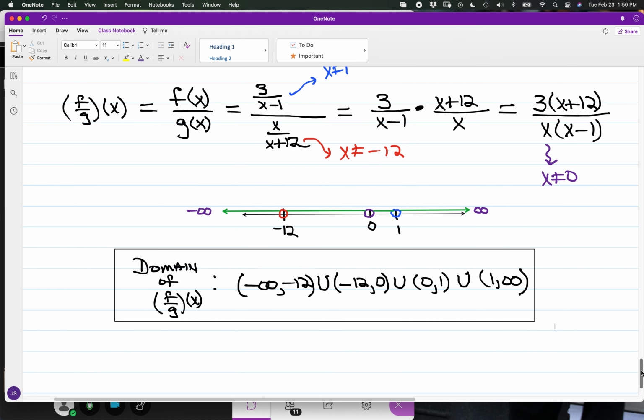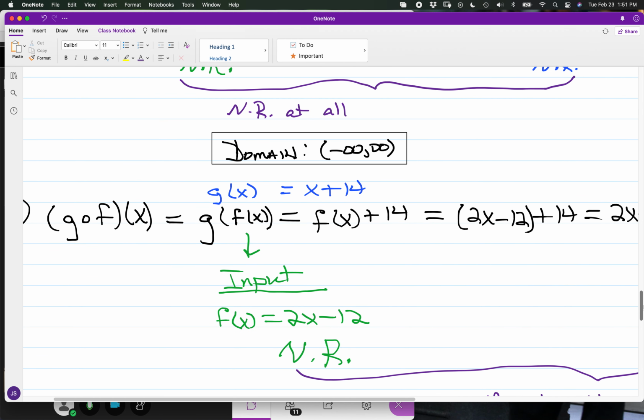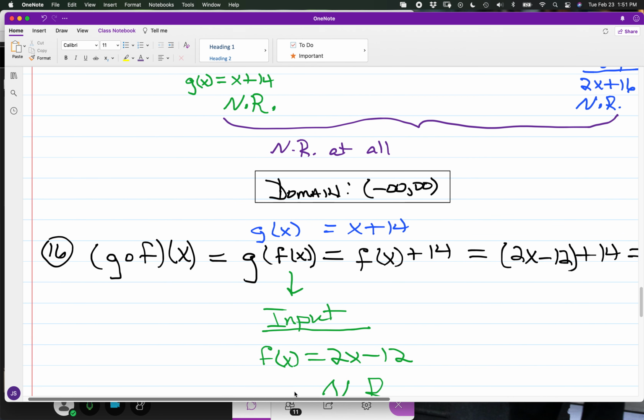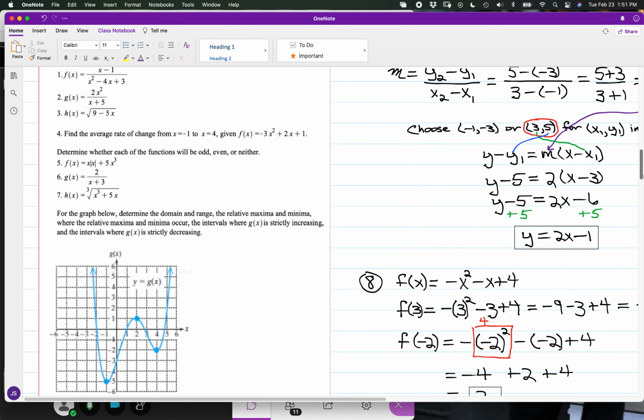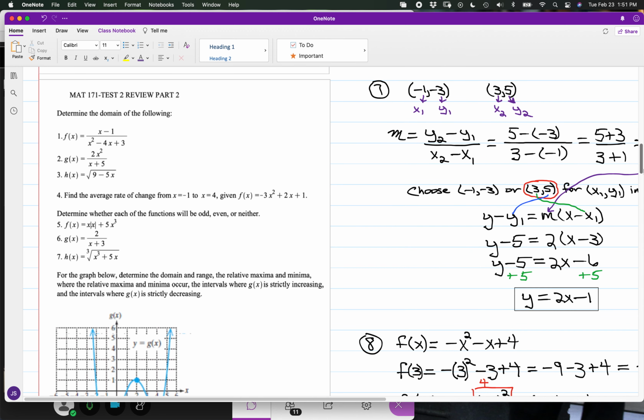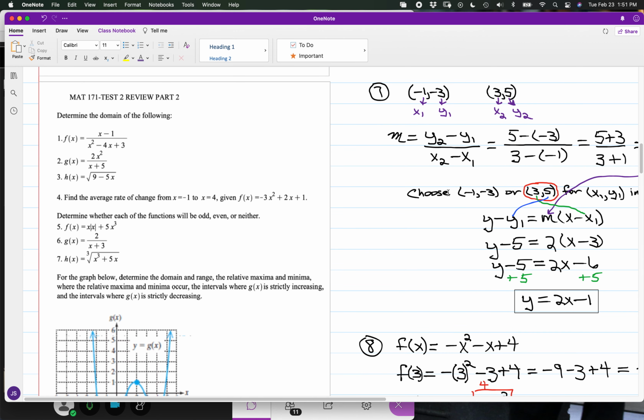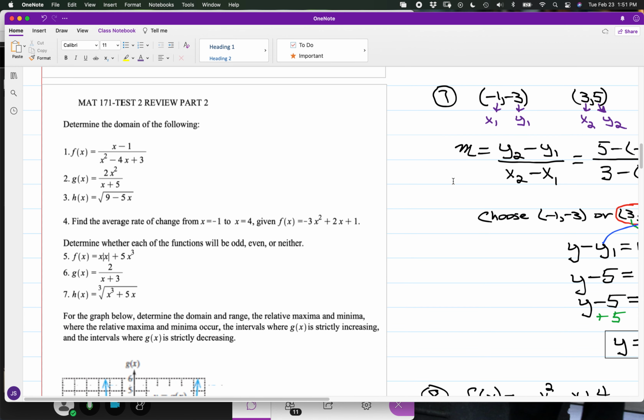Okay, and we will look into the compositions, but tell you what, if we go ahead and look into the second part here, just for those domains, in the first item we have x minus 1 all over x squared minus 4x plus 3. And now just looking for the domain for this one.